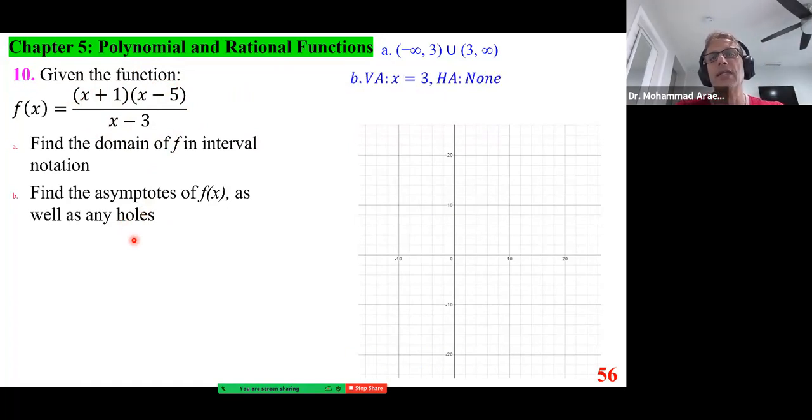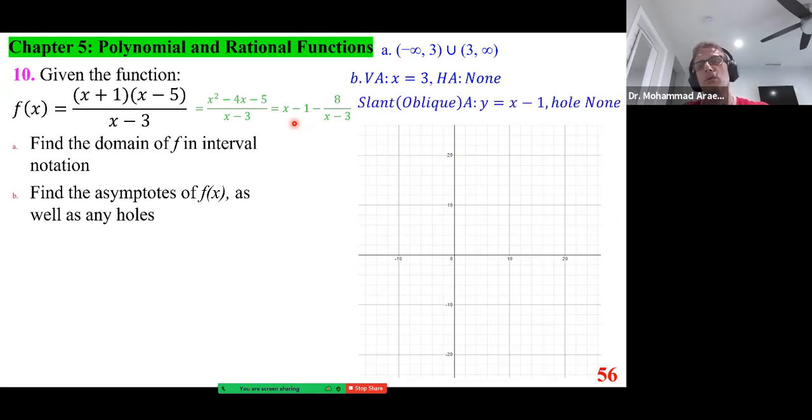So vertical asymptote, x equals 3. Horizontal asymptote, none. What about the oblique asymptote? Let's multiply the two out, and let's divide however you want to. You get x minus 1 minus 8 over x minus 3. I'll leave it for you to get there. So y equals x minus 1 is your oblique asymptote. So here's your oblique asymptote, roughly.